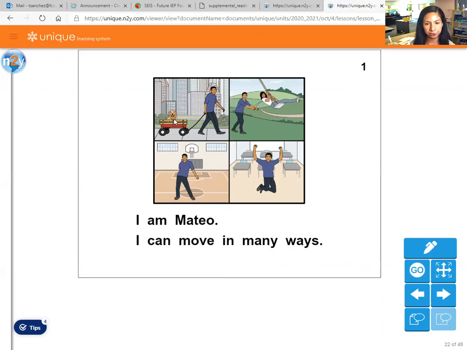Okay, and we have some pictures here. He's with the dog in a wagon, and it looks like he's walking. Here, it looks like he's with a friend in the park, and one of them is swinging, and one of them, Mateo, is doing something else. And this one looks like Mateo is dancing in a gym. And in this picture, what is he doing? His feet are off the ground, his hands are up, so it looks like maybe he's jumping in the air. Okay, let's see.